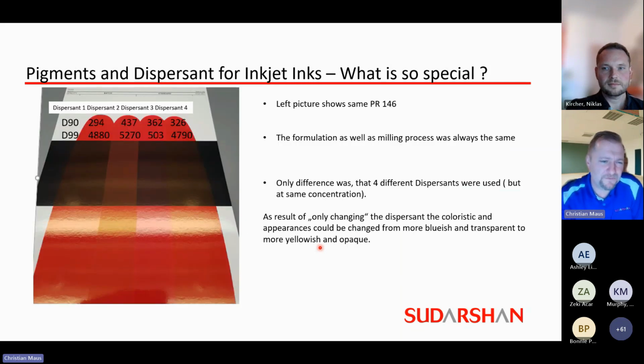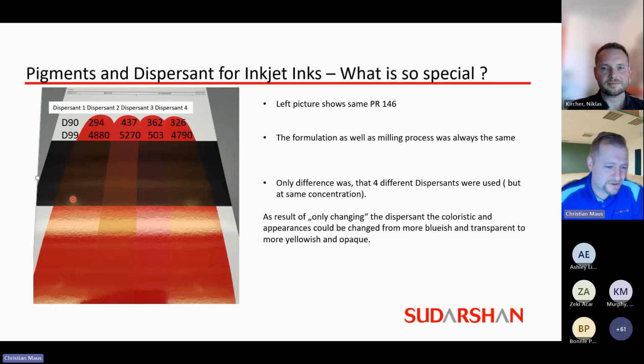So this is one of my favorite examples, which we did in our lab. What you see here is obviously a drawdown, 4 drawdowns here. And the drawdowns were made with the pigment red 146. The formulation of each of the drawdowns was exactly the same. It was the same grinding method, grinding time, same formulation. Only the dispersants were changed. So we just compared 4 different dispersants.